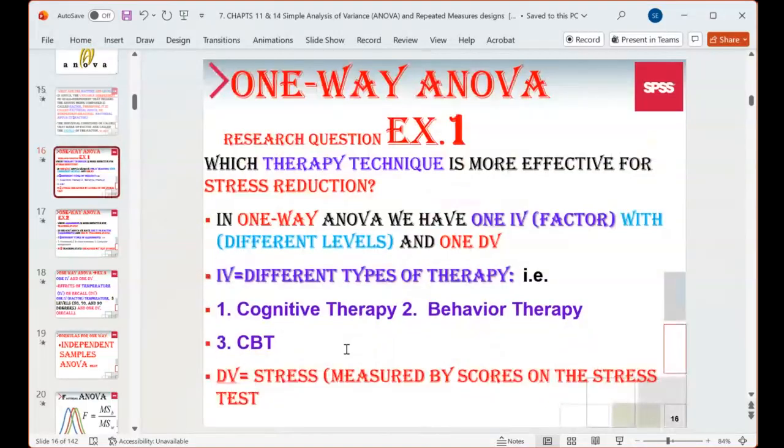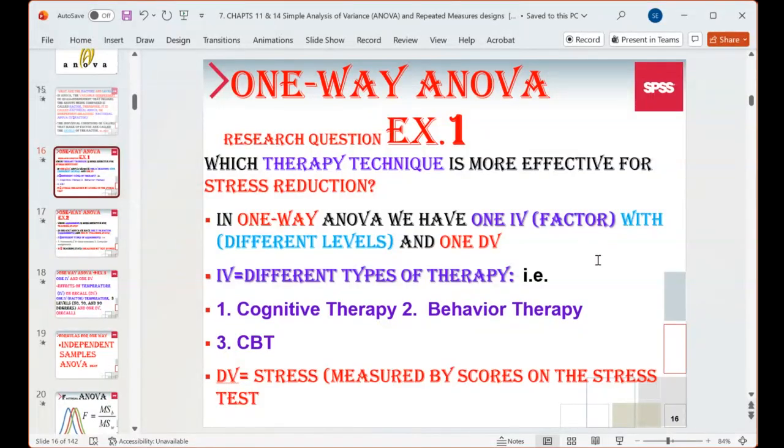There are a couple examples of research, because this is all about research. Again, we said ANOVA is just like t-test. That means you have one independent variable, one dependent variable. So what's the difference? The difference is your independent variable is now called factor, and your independent variable has different levels.